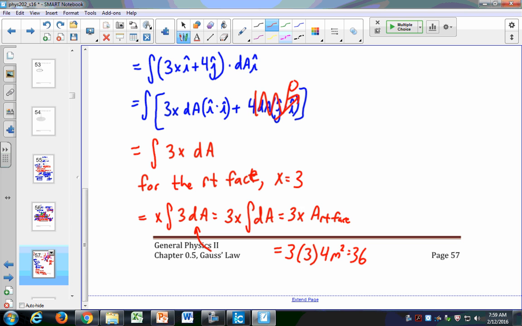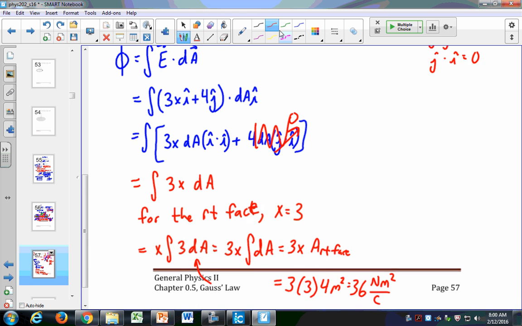The units for our flux are going to be newton meter squared per coulomb. It's electric field times area, right? So our electric field here is in newtons per coulomb, and this is our area, meters squared. Now we can do the same for the top face and the left face.